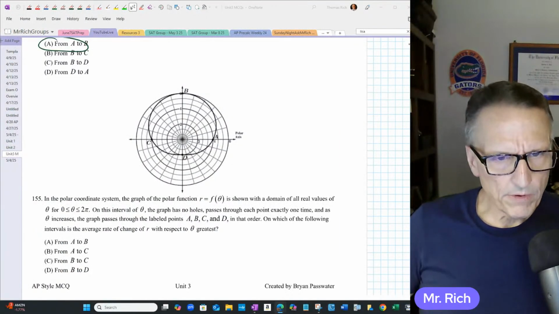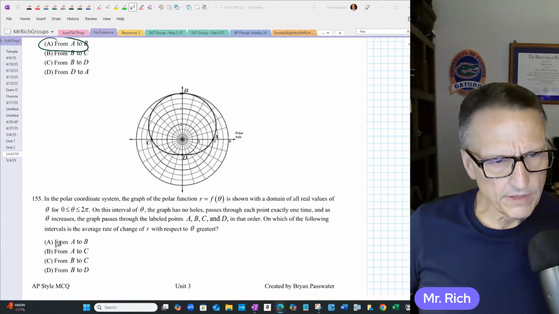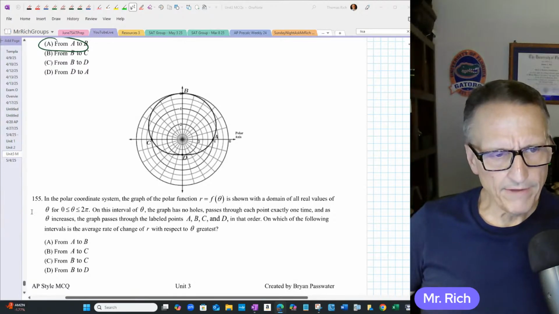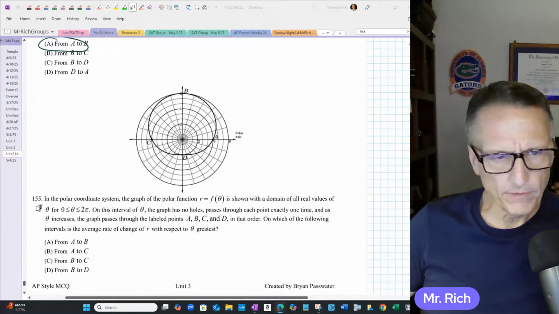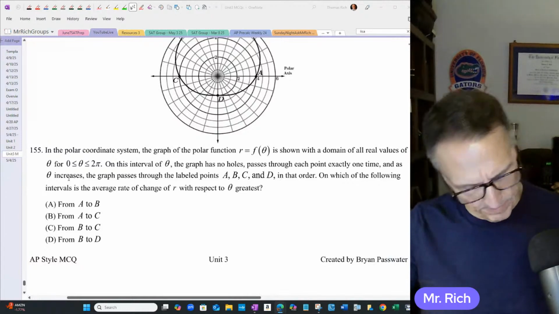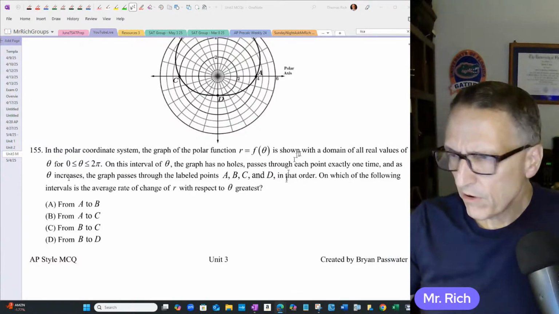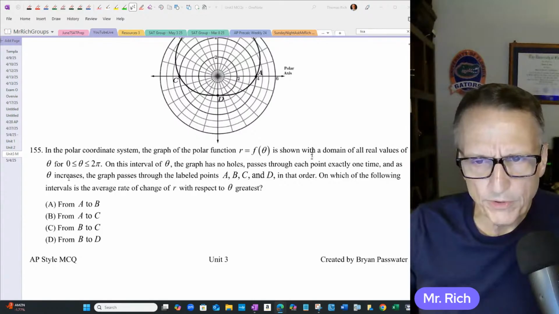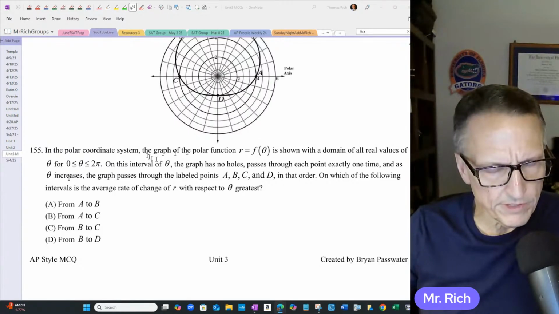The first problem that I want to work involves the average rate of change of a polar graph. So here is the problem. It says in the polar coordinate system, the graph of the polar function r equals f of theta is shown with a domain of all real values from 0 to 2 pi.